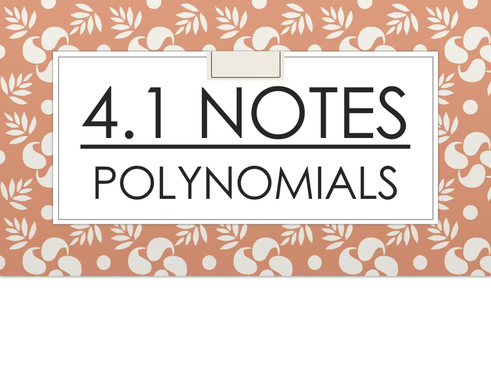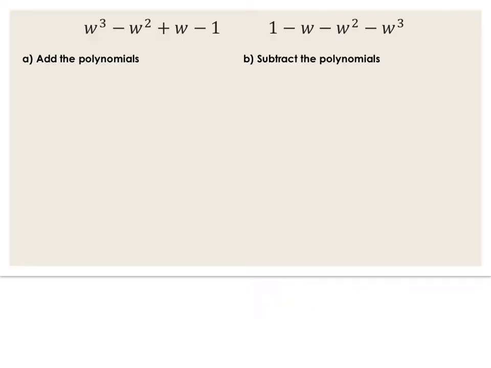So today we're going to start our polynomial unit, and a polynomial is something that looks like this. So we're going to talk about how to add them, how to subtract them, how to put them in order, and then how to determine what degree the polynomial is. For our first example, they gave us two polynomials, polynomial 1, polynomial 2. First, we're going to add the polynomials together, and then we're going to talk about how to subtract polynomials.